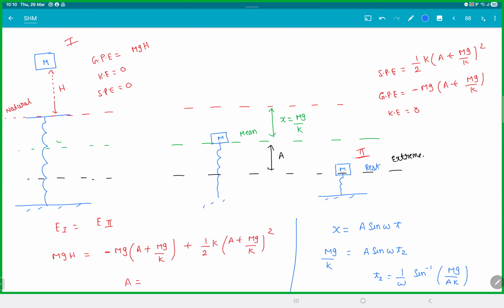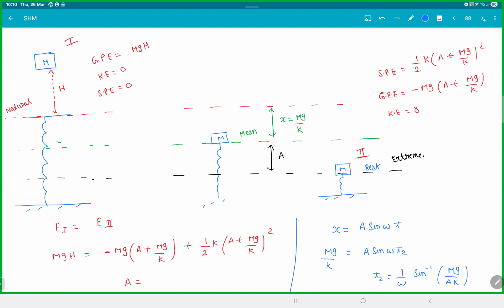Clear with this? So once you got the amplitude, then the question has become like, how much time will it take to go from mg by k to the mean position, isn't it? I can use the SHM equation and finish it off. Yeah, you need to find the value of a. I don't know whether you'll get a good value or not. You need to check. I think you'll get a quadratic.